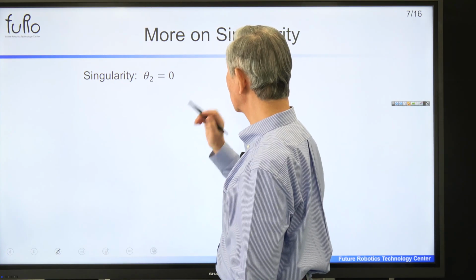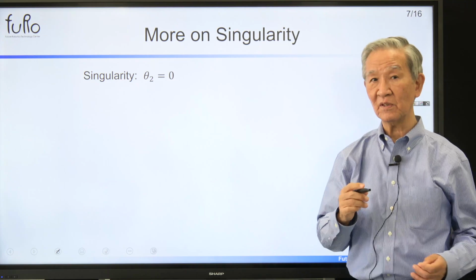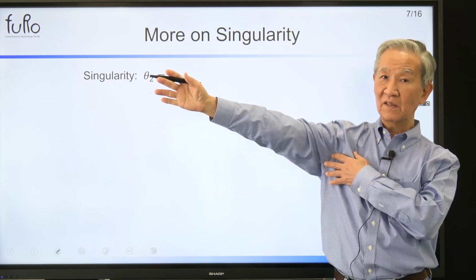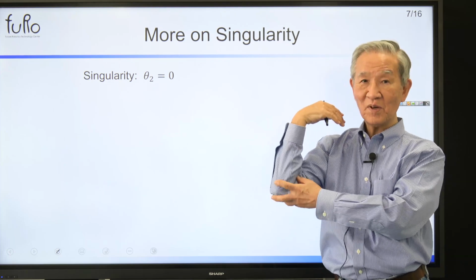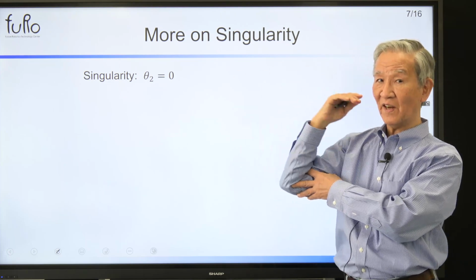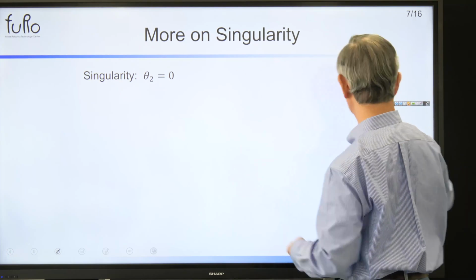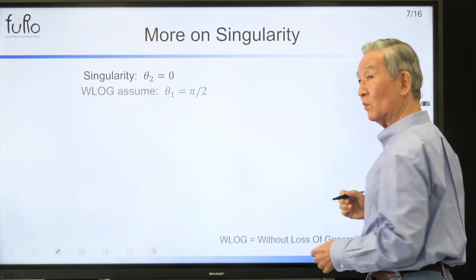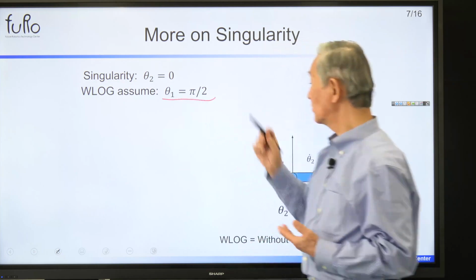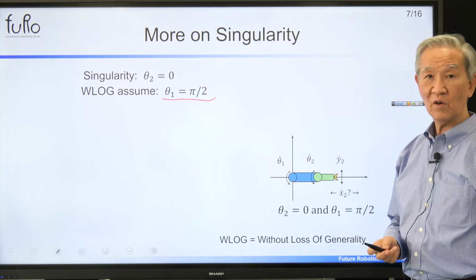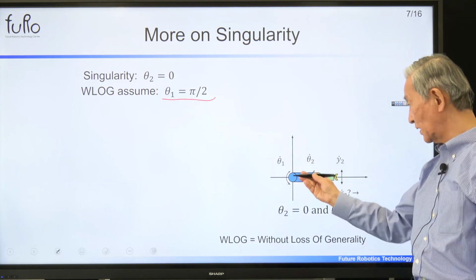So let's take a look at theta 2 is equal to 0, totally extended. That is easier to conceive because totally folded, probably mechanical difficulty there. So let's look at that one. Okay, and theta 1 is free. Let's put theta 1 is equal to pi over 2.